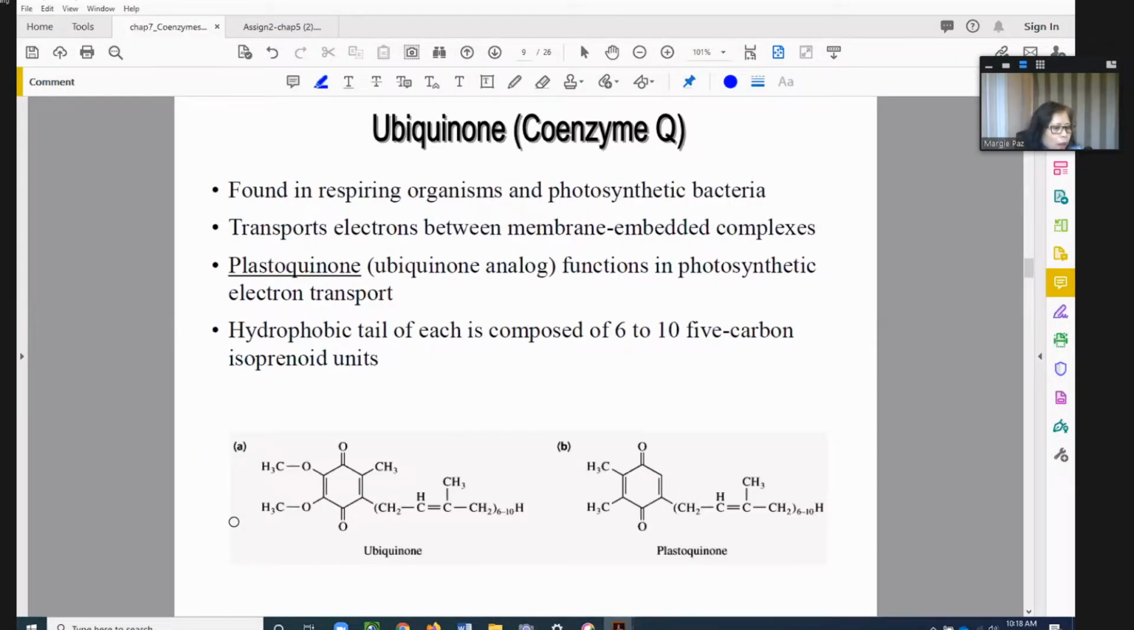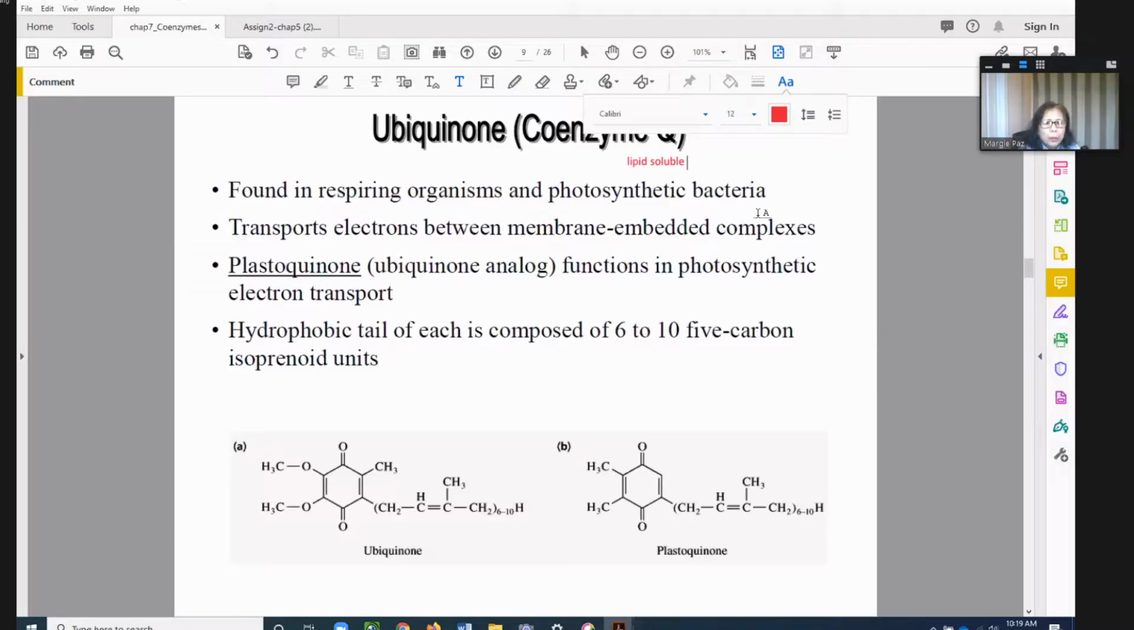Ubiquinone, that is also known as coenzyme Q. It is a lipid soluble coenzyme. Right? It is synthesized by respiring organisms, and some photosynthetic bacteria also synthesize ubiquinone.